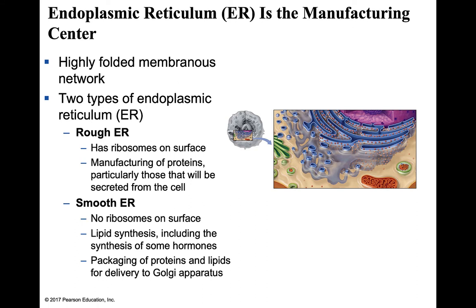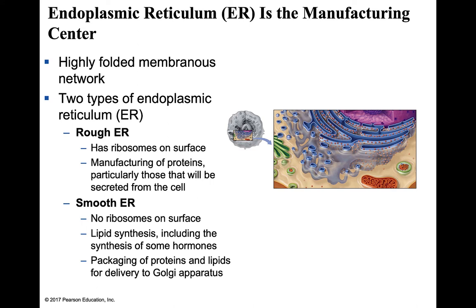Now, here we have the endoplasmic reticulum, and this is kind of a general manufacturing center. It is a highly folded membranous network, and there are two types of endoplasmic reticulum. There's the rough endoplasmic reticulum, and that is ER that has ribosomes on the surface. So remember, ribosomes are protein factories, and here we're going to see proteins that will be secreted from the cell produced by the rough ER.